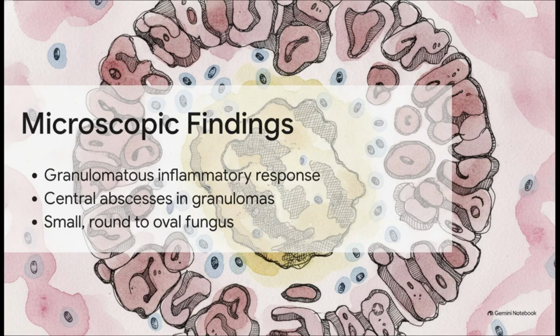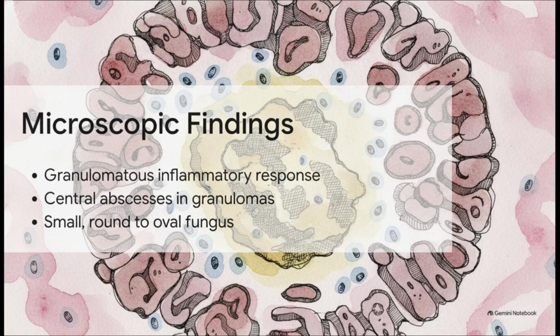Granulomatous inflammation is essentially a biological quarantine. Your body recognizes that it can't immediately destroy this really tough fungal invader, so it sends in specialized macrophages to build a wall around it. Occasionally, you'll see central abscesses forming right in the necrotic middle of these granulomas.